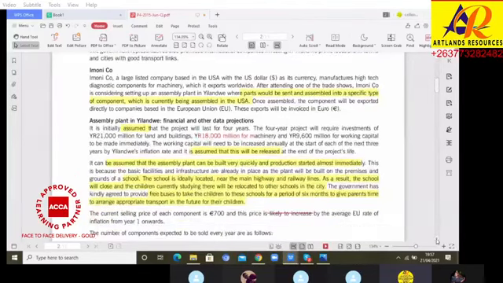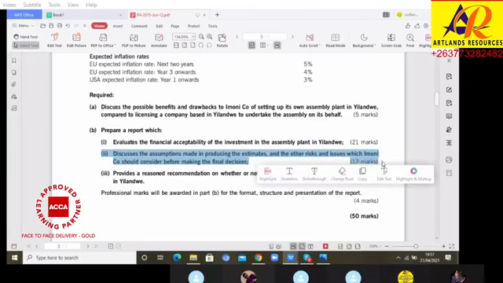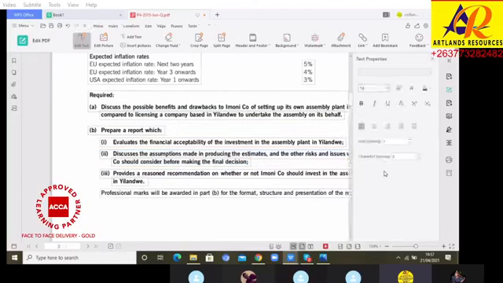And then the other question says, prepare a report which evaluates the financial acceptability of the investment in the assembly plant in Ilandwe, 21 marks, discusses the assumptions made in producing the estimates and other risks which Imoni company should consider before making a final decision. Notice the amount of marks allocated to question B.